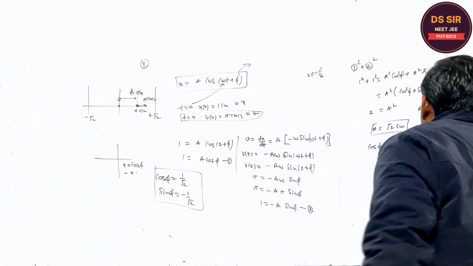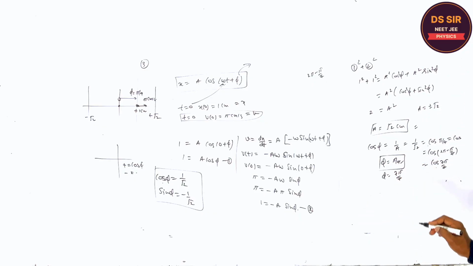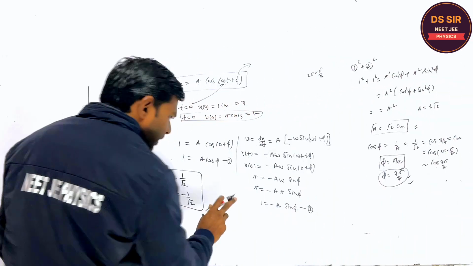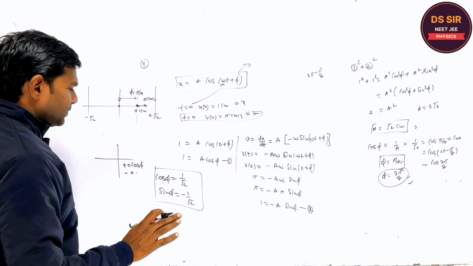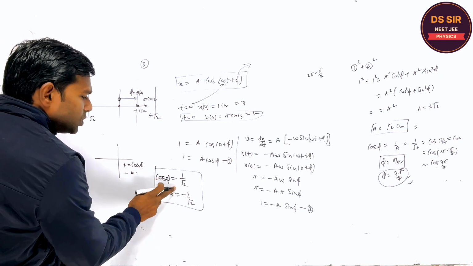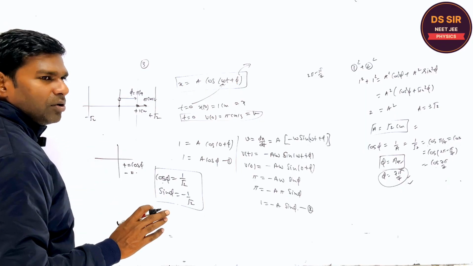Cos phi is positive and sin phi is negative. So when we are trying to find the phi value, it may be pi by 4 or it may be 7 pi by 4. So we will choose what? 7 pi by 4. Is it clear or not, you tell? So 7 pi by 4 is the correct answer, and this is the correct way to find the value of phi, because both should be satisfied. Are you getting or not?